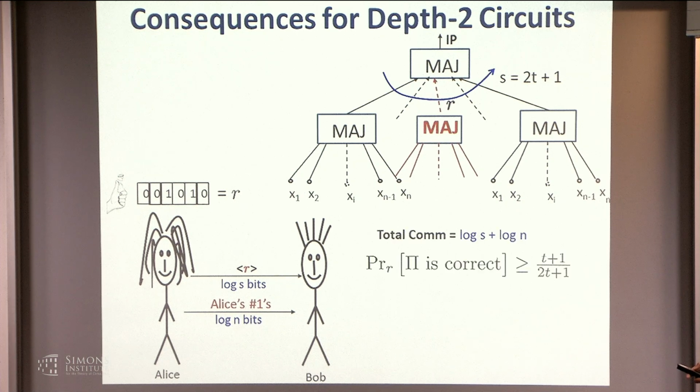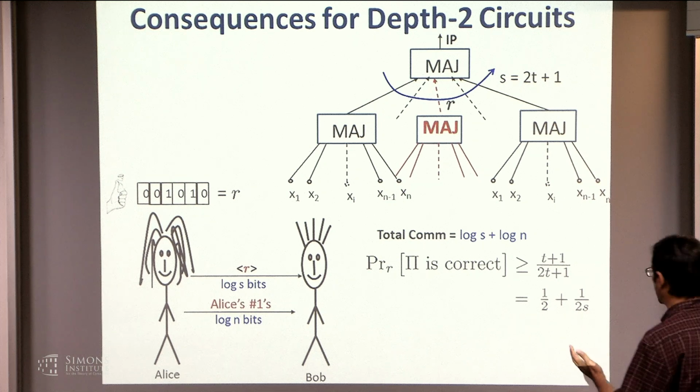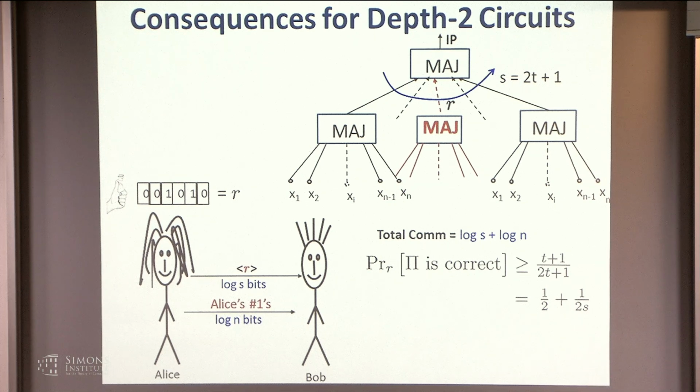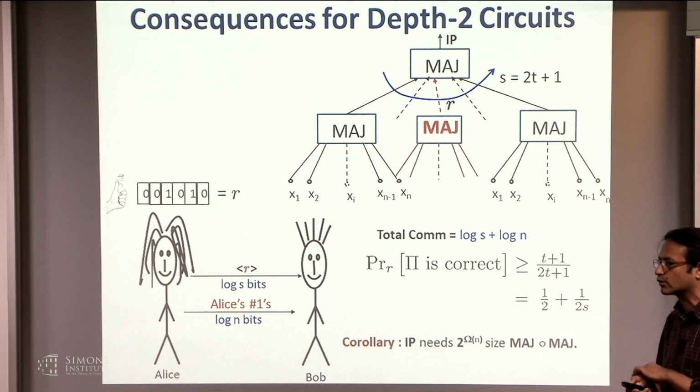And it's not hard to see that with good probability, the protocol will be right, in the sense that you will do 1 over 2s better than random guessing. So if s is small, like polynomial, or even just slightly sub-exponential, you get sub-exponential advantage over random guessing, whereas the amount of communication is still much smaller than n. So this means, therefore, that IP cannot be computed by small size majority of majority circuits because of the Chor-Goldreich strong bound that I talked about.